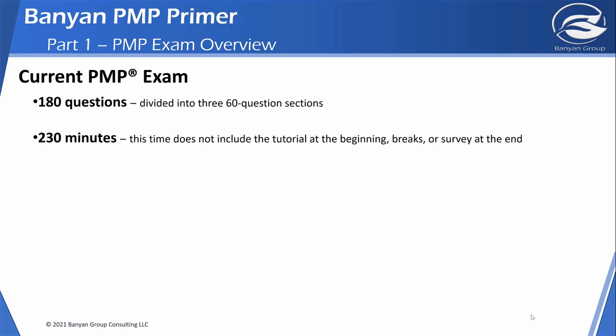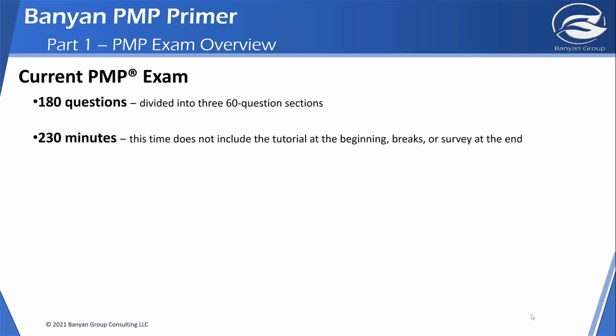So if you do the math and you divide the 180 into the 230 minutes, you get about 76, 77 seconds per question on average. Now, you're going to be performing reviews during the exam. We highly recommend before you take your break in each section, you review the questions you've already answered and see if you want to change your answer. So some of this 230 minutes is going to be spent doing your reviews.